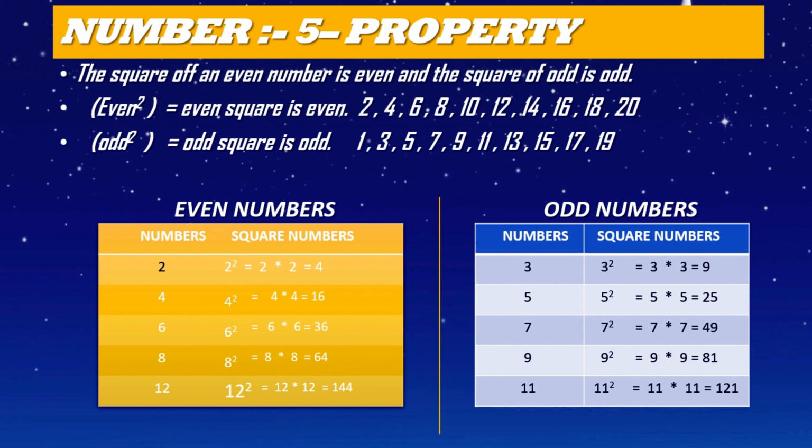In the odd number table, numbers and their square numbers. 3 square, 3 into 3 that is 9. 5 square, 5 into 5 that is 25. 7 square, 7 into 7 that is 49. 9 square, 9 into 9 that is 81. 11 square, 11 into 11 that is 121. In this fifth property, we have discussed that the square of an even number is even and the square of an odd number is odd.